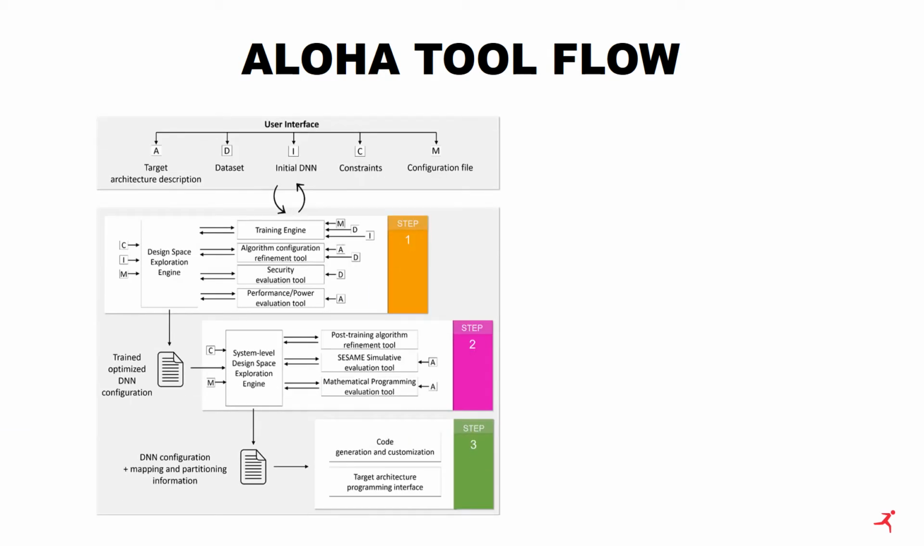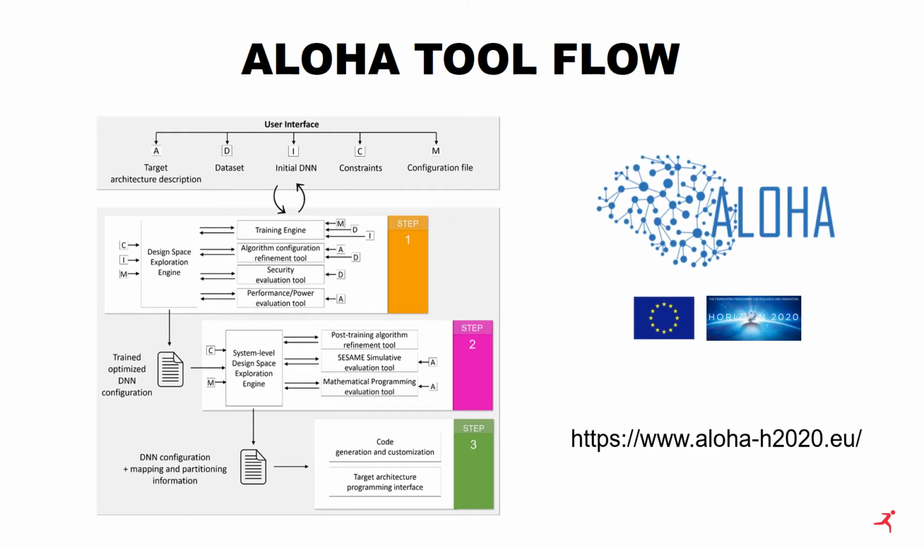The ALOHA project proposes an integrated tool flow that tries to facilitate the design of DL applications and their porting on embedded heterogeneous architectures. The framework supports architecture awareness, considering the target hardware from the initial stages of the development process to the deployment, taking into account security, power efficiency and adaptivity requirements. You can find more information on the project website.